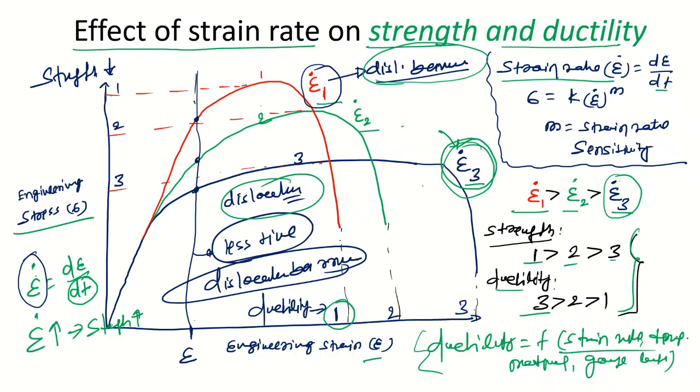Suppose that the higher the strain rate, the lower the ductility; the higher the temperature, the higher the ductility. Materials: what type of material you have, what chemical composition you have. The gauge length also plays an important role. The higher the gauge length, the lower the ductility, because a higher gauge length has a higher number of defects as compared to a smaller gauge length.